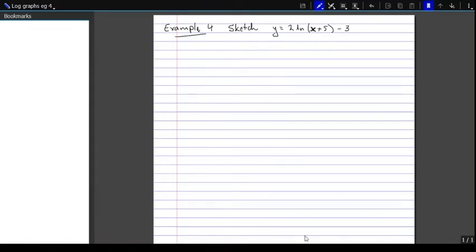Okay, so now we'll look at our last example, y equals 2 times the natural log of (x plus 5) minus 3. And again, what we're going to do is just draw the basic graph of log base e of x. Okay, you don't always have to do this. I'm just doing it to start with, just so that you can see how the transformations change things. So we'll just start by drawing our basic graph. So we've got our vertical asymptote at x equals 0 and our basic curve.